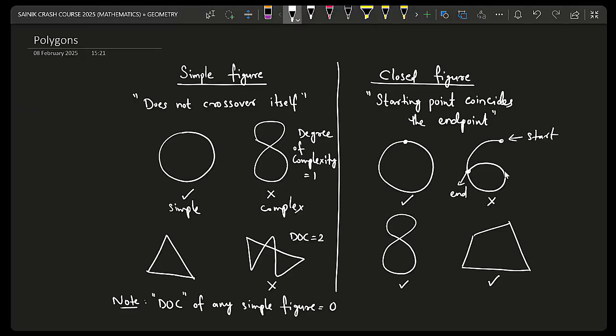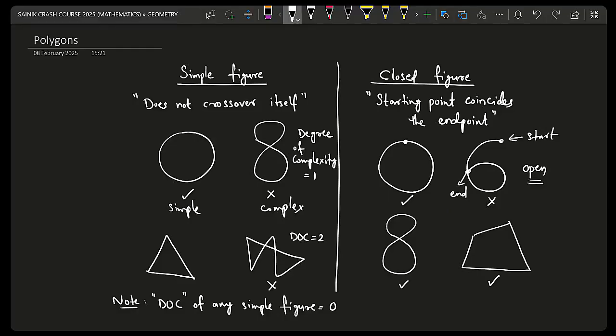Closed figure means whenever you draw a curve, you start at one point and end at one point, right? The starting point and the end point are coinciding with each other. They are nothing but the same point. Then it is called a closed figure. See, on the right side, I started to draw a circle. I will start at this point and I'll end at the same point. That's why it is a closed figure. But if I try to write the curve representing number 6, I start here and I end here. The starting point and the end point are not the same. That's why it is not a closed figure and we call it an open figure. Such types of figures are called open figures.